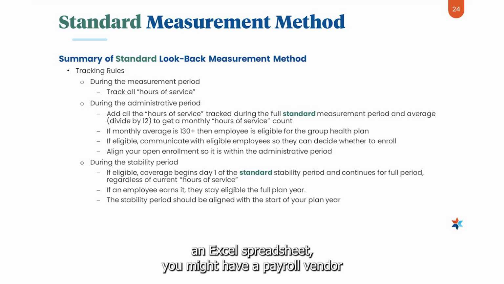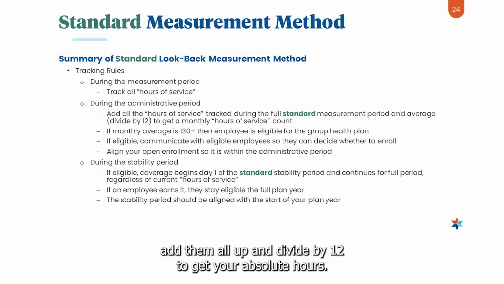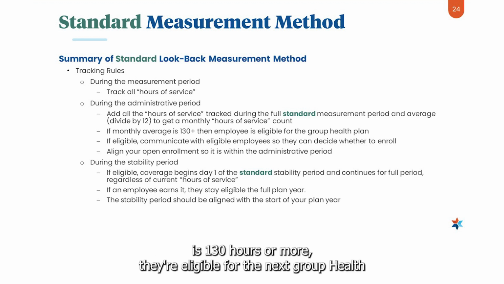You might have a payroll vendor or other platform that helps you calculate those hours, but you're going to need to collect all those hours for that period, add them all up and divide by 12 to get your hours of service count. For each employee whose average monthly is 130 hours or more, they are eligible for the next group health plan, the plan that starts in the next couple of months.